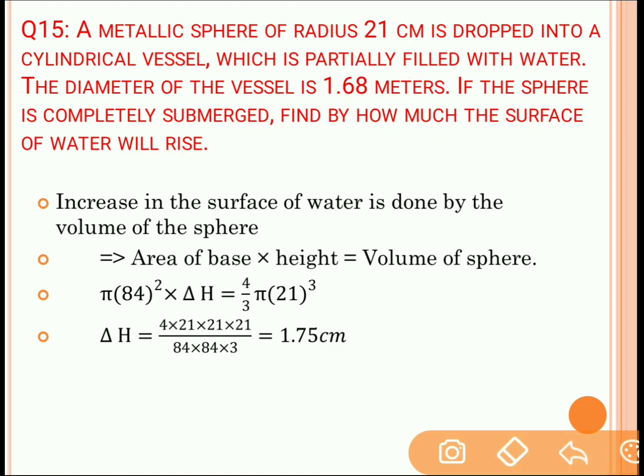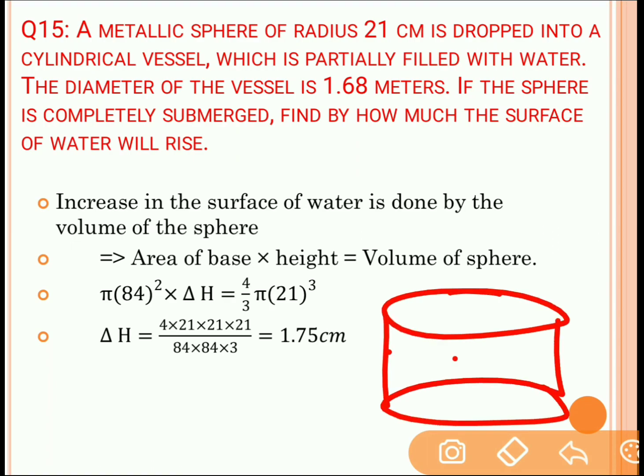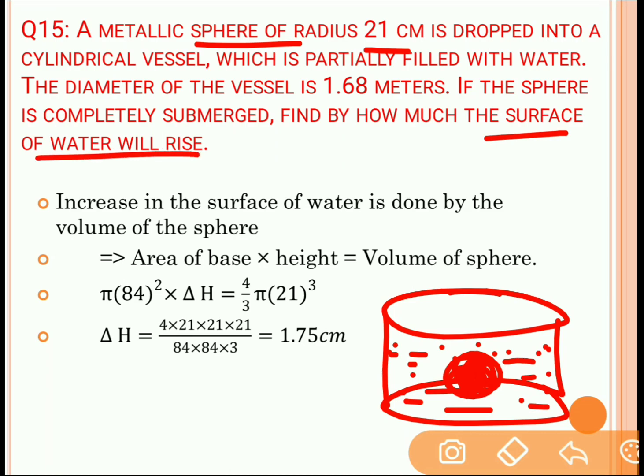So we have a cylindrical vessel over here. This cylindrical vessel is half filled with water. A metallic sphere of radius 21 cm is dropped inside this cylindrical vessel. So let's say this is a sphere which is dropped inside the cylindrical vessel. As a result, because of this sphere, the volume of water will rise. So as the height of the water will rise, we need to see how much the surface of water will rise. Means we need to find out the height difference.